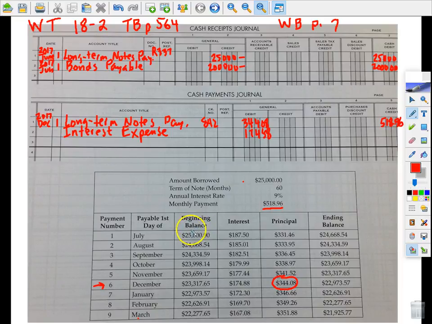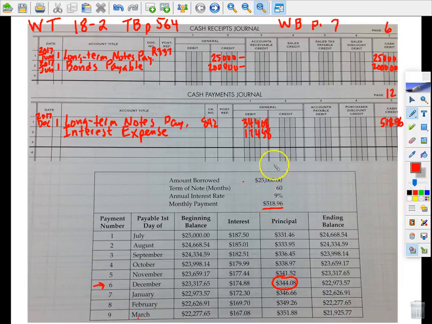Sound good? Any questions on that? Okay, yeah. Oh, thanks. Thank you. My book's covered up with my pad. What's the journal page for the cash receipts? 6. And what's the other one? Good. Thank you for reminding me. All right.